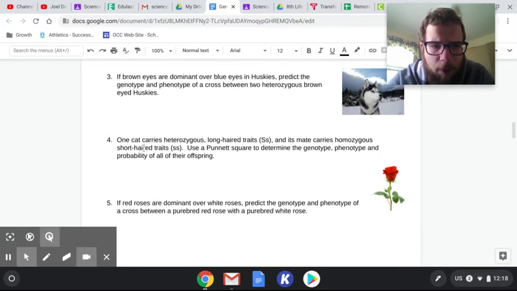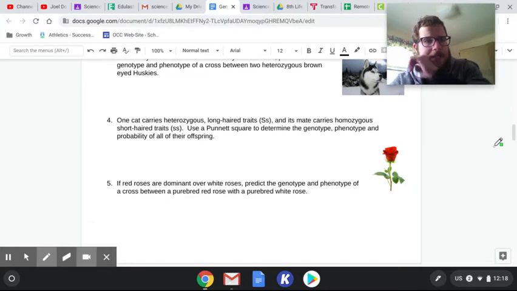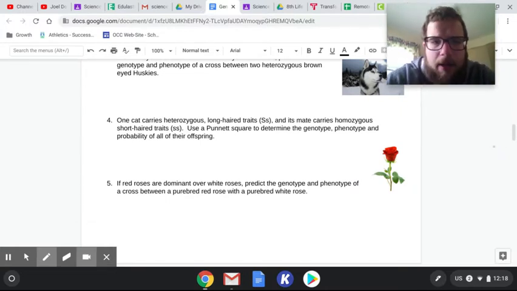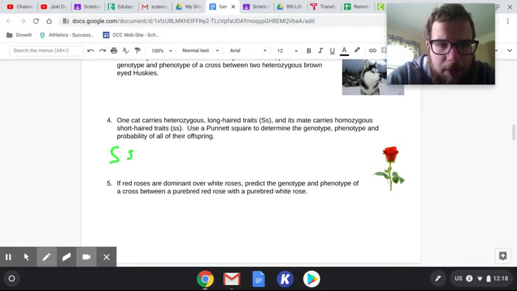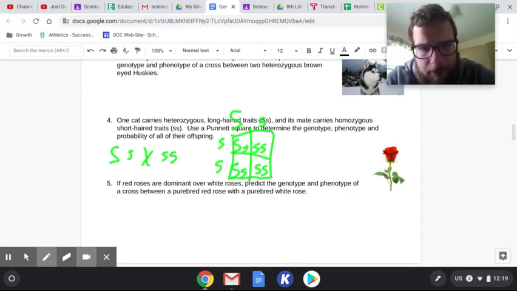All right, we're going to go to number 4. One cat is big S, little s, and its mate is little s, little s. Punnett square to determine the probability of the offspring. We've got big S. That's much better. Little s, and they're crossing with little and little. Let's go ahead and do our square. Big S, little, and little. So I've got big little, little, big little, and little.